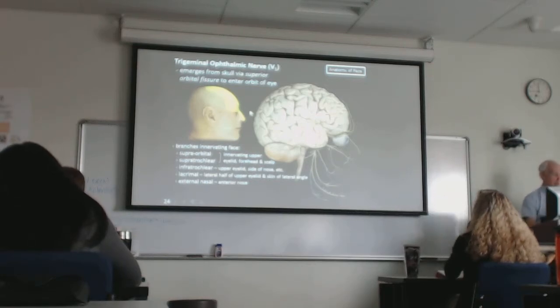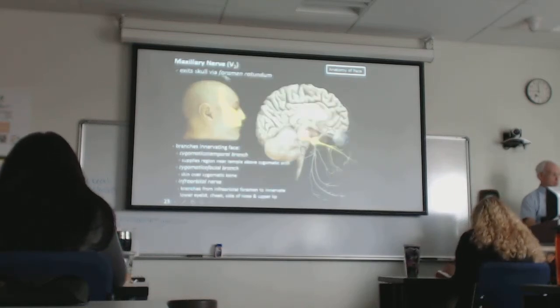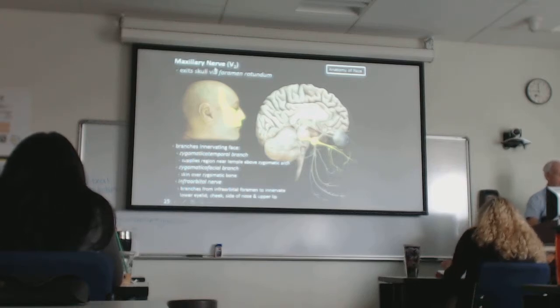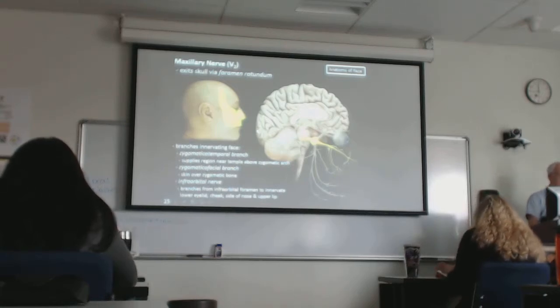But in any case, be familiar with the general area of innervation. This is the area of innervation of the maxillary nerve, that it exits via the foramen rotundum. We looked at those foramina in the base of the skull earlier.